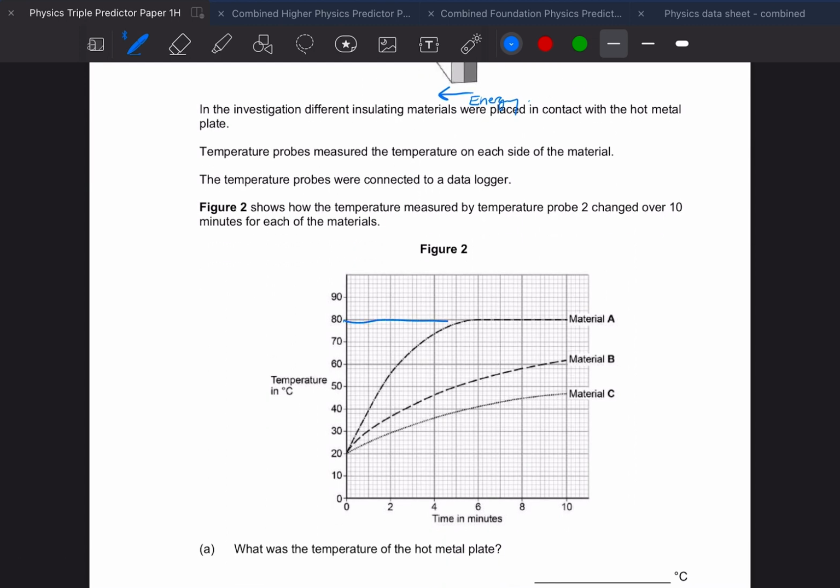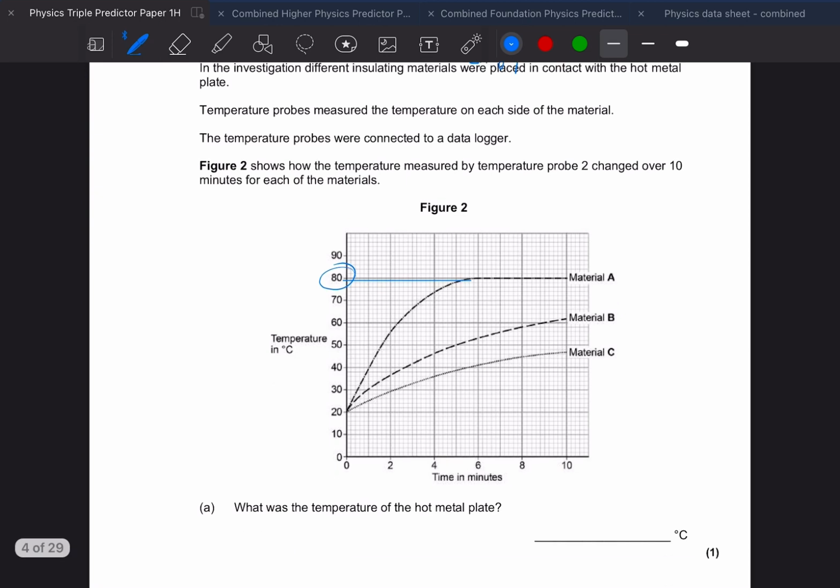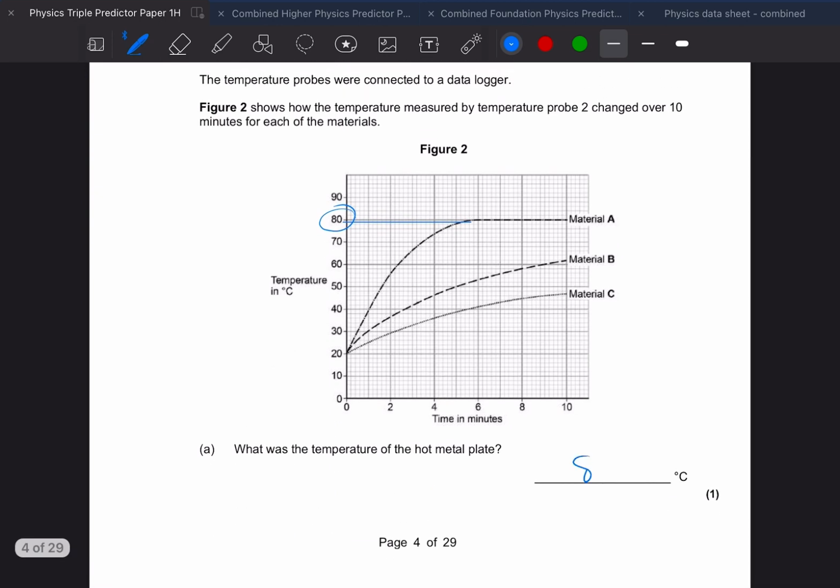So if we draw that line across, we can see that line lines up with 80 degrees. So the temperature of the hot metal plate is going to be 80 degrees. And we can already see that material A is going to be our least effective insulator. It allowed all of the energy eventually to go through. It only slowed down the rate of energy transfer a little bit.